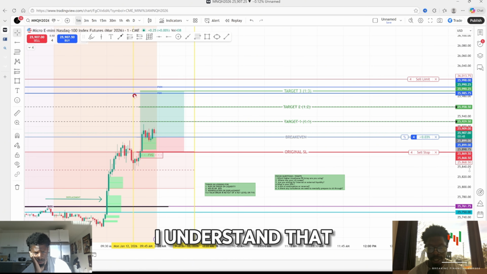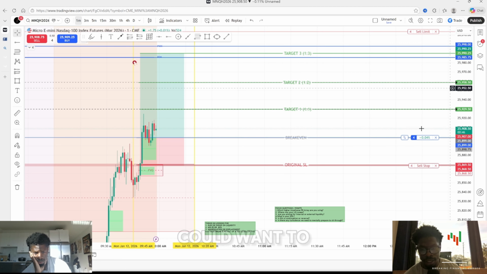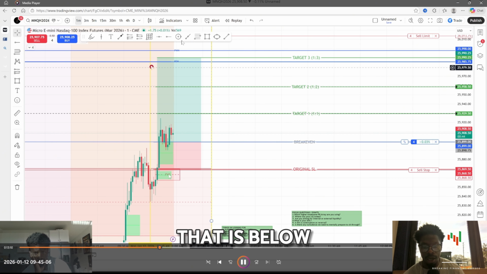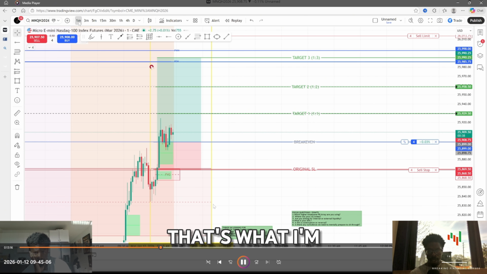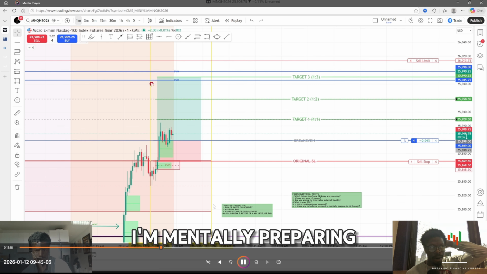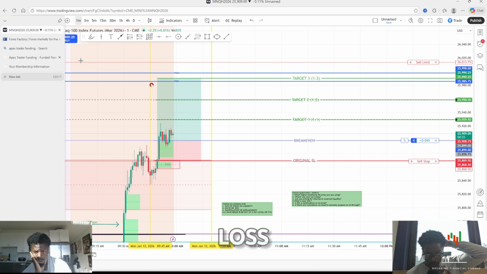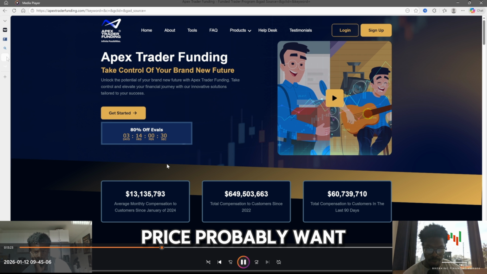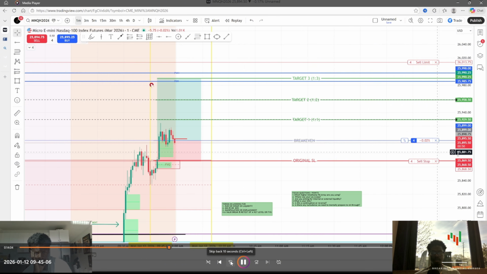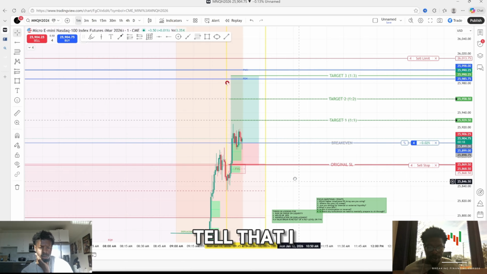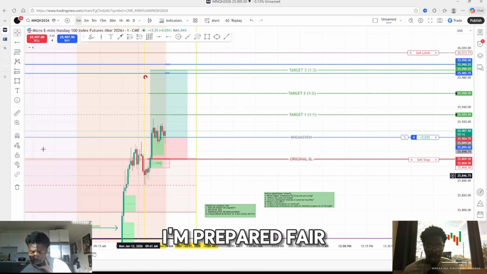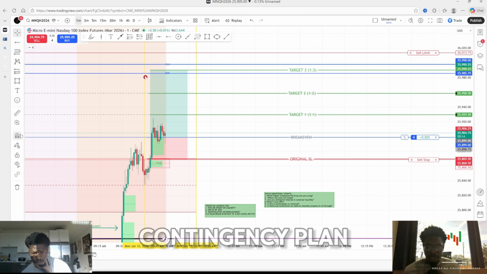I'm like, okay, I understand that we can lose, but the only thing that price could want to go towards below is this fair value gap or the one below it. That's what I'm looking at right now. I'm mentally preparing to accept the loss and understand that price probably wants to come down there. But I can tell that I know exactly what I want. I'm prepared for the worst. I have a contingency plan.